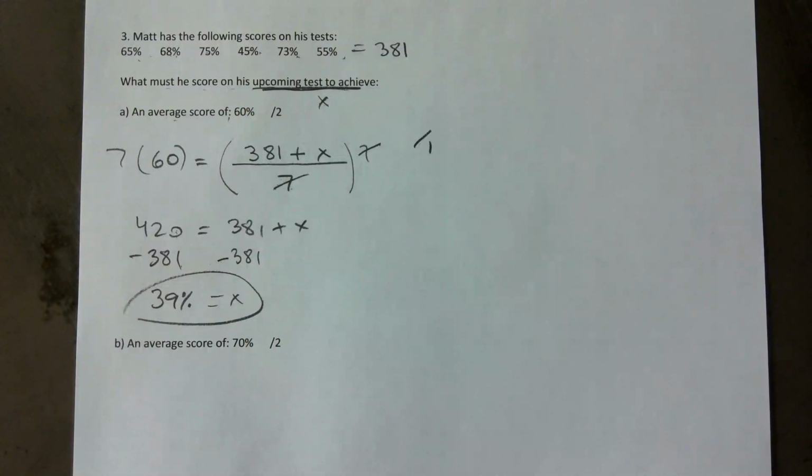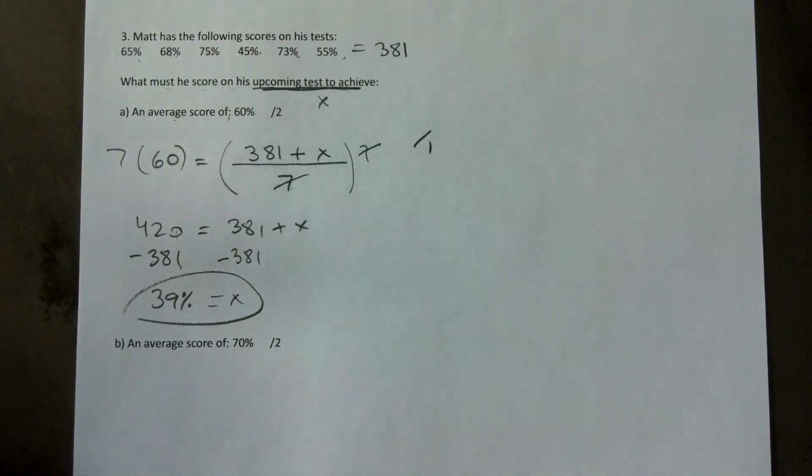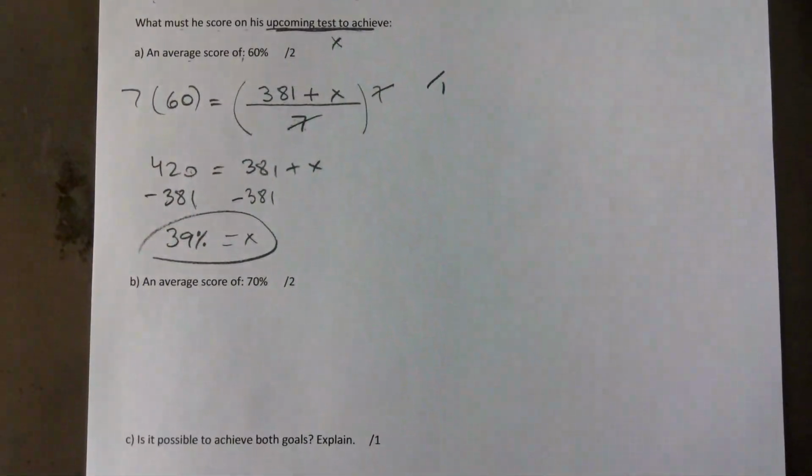Will he not? I mean, he shouldn't show up then. Technically, if you don't show up, you get 0. Then you don't get your goal, right? But you can show up and just get 39% and then still get your goal.